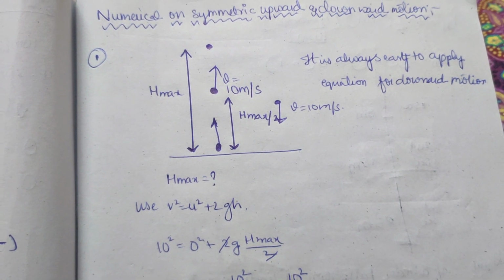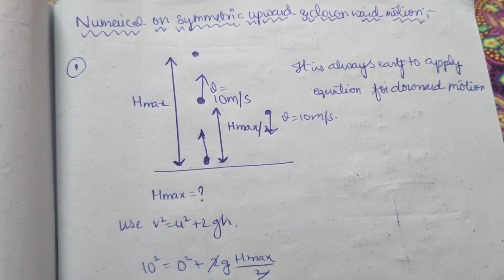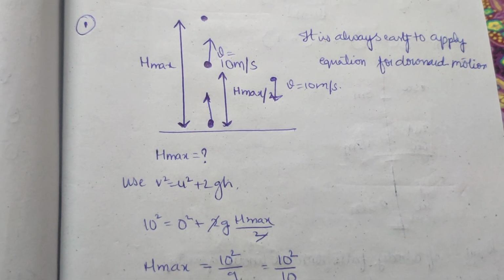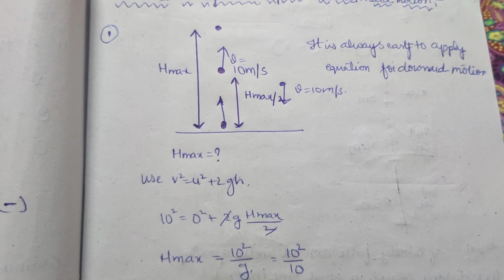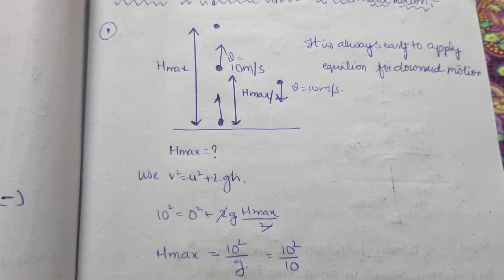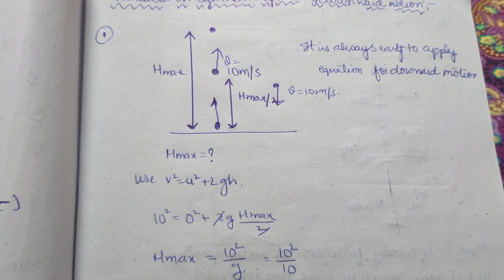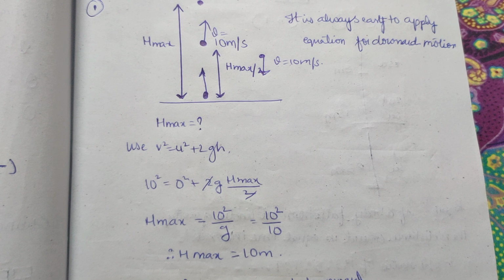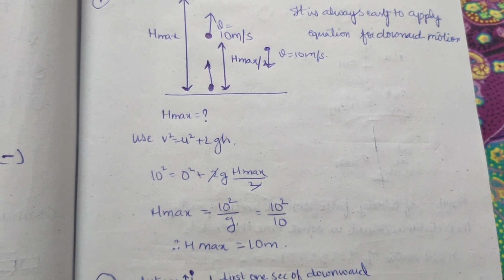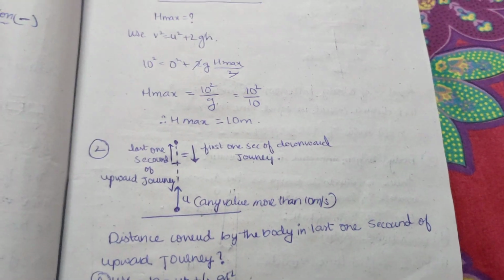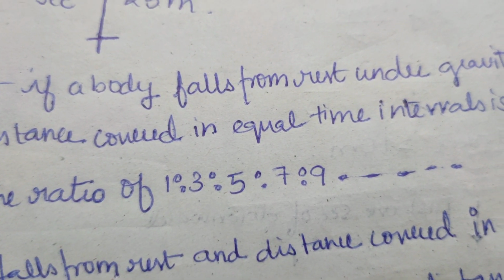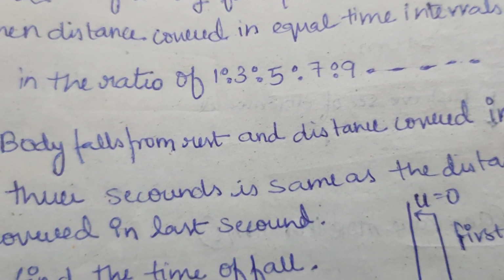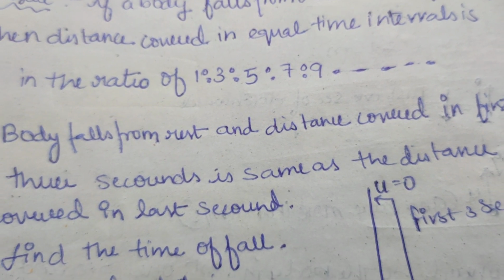Here we have to find h max, and we'll use the formula v square equal to u square plus 2gh. Here 10 square equal to 0 square plus 2 into g into h max, so h max equal to 10 square by 2g. We know g equal to 10, so 10 square by 20, h max equal to 5 meters. We can always summarize: if a body falls from rest under gravity, then the distance covered in equal time intervals is in the ratio of 1:3:5:7:9 and so on.